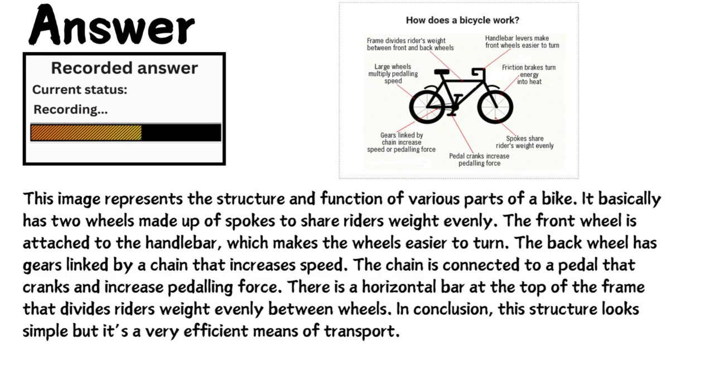The chain is connected to a pedal that cranks and increases pedaling force. There is a horizontal bar at the top of the frame that divides rider's weight evenly between wheels. In conclusion, this structure looks simple, but it's a very efficient means of transport.